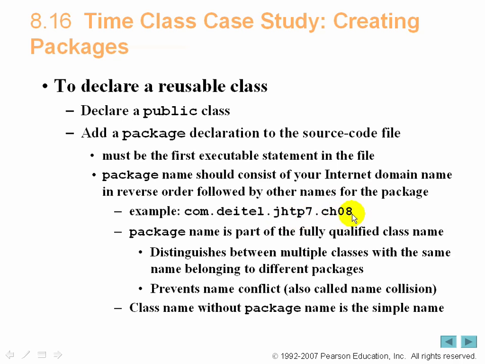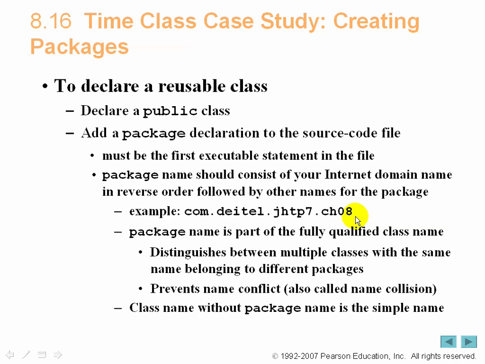And then as a fourth name in all of our packages, we also use the chapter number in which the class can be found. And the reason we do this is if we were to reuse one of our classes in a later example, we want somebody, by looking at the import declaration, to be able to say, oh, I know where to find that in the book. It's in chapter 8. Let me go back and look there. So our package name is going to be com.deitel.jhtp7.ch08 in the example that we're about to show you.